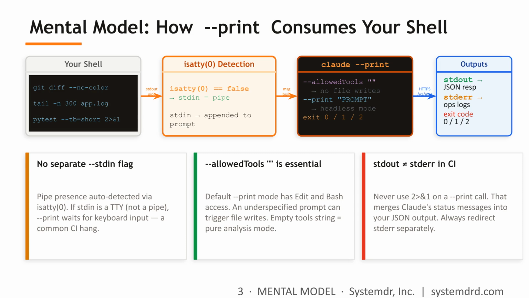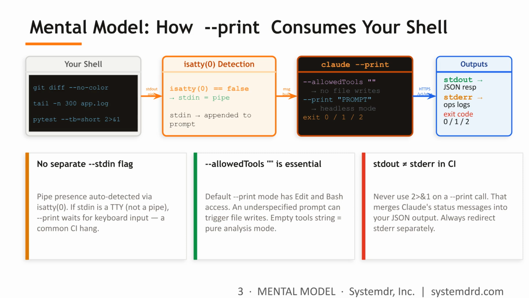Let me walk through the 4 boxes on this slide from left to right. Box 1, your shell command. This is git diff, tail on a log file, pytest output, anything that writes plain text to stdout. The one rule here is no color, no ANSI escape codes. We'll talk about why in a moment.